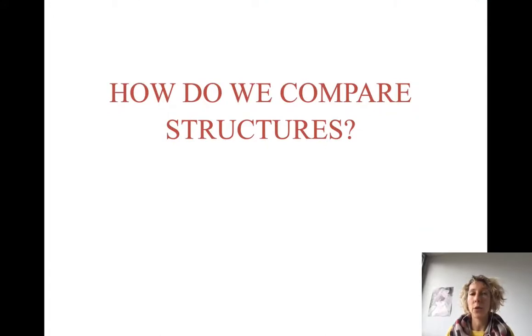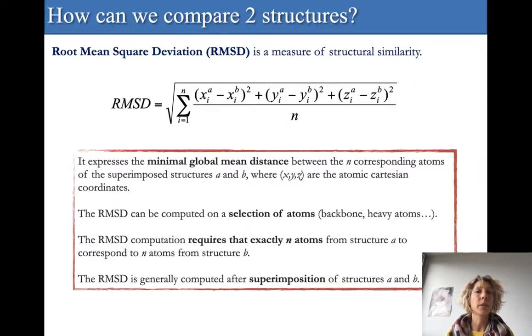So how do we compare structures to be able to classify them? The most popular measure is the root mean square deviation. We talked about this in practical. Basically it is the average deviation between the two structures, averaged over an ensemble of atoms that are matching between the two structures. So you need a correspondence, an exact correspondence.